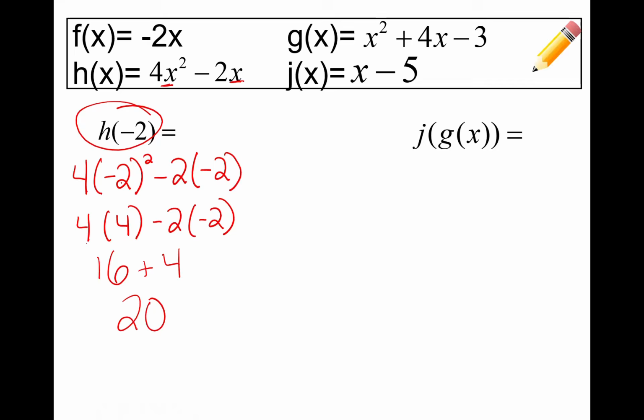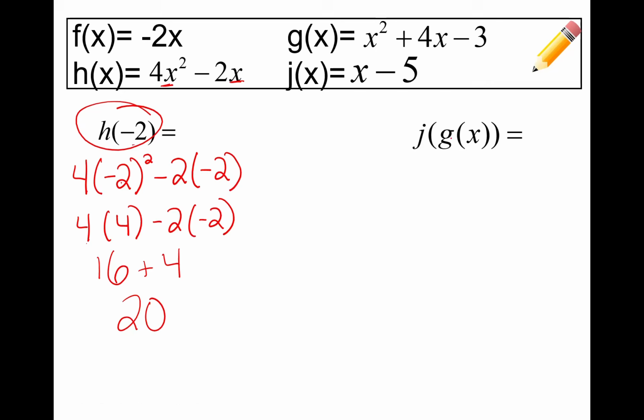Okay, brand new content alert. Compositions. Now, what is a composition? Composition is just a fancy way of saying you're going to take a function, you're going to plug it into another function. Just like we took negative 2 and popped it into h, this means into g or into j, you're going to put g.